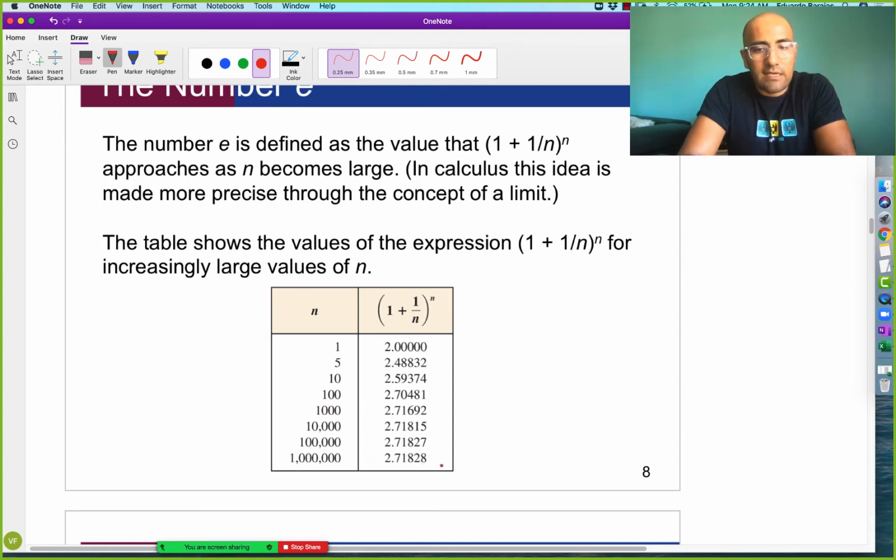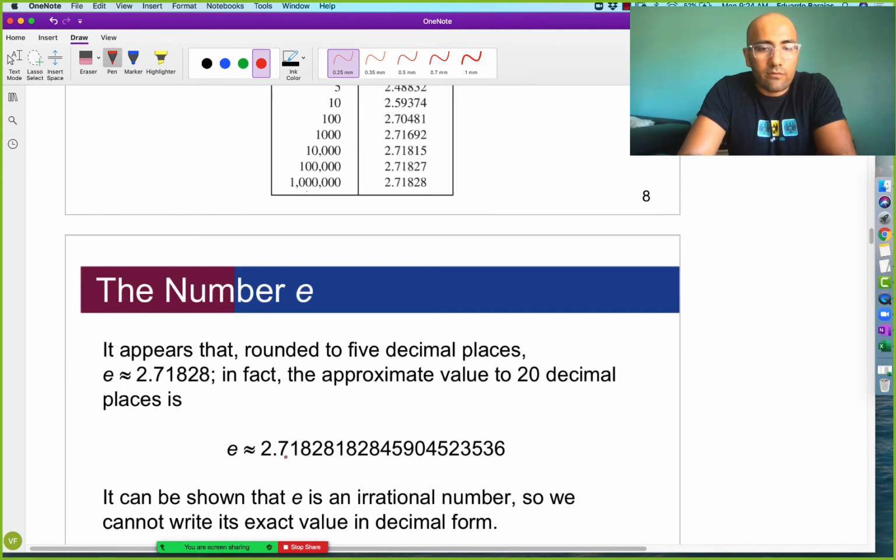This is not e either. There's no way to actually write down e. We just got to keep going, right? And if we kept going, we get more and more decimal places of accuracy. This is when n equals 1,000,000, we get this number. So if we let n grow even bigger, we'll end up with an even better approximation.